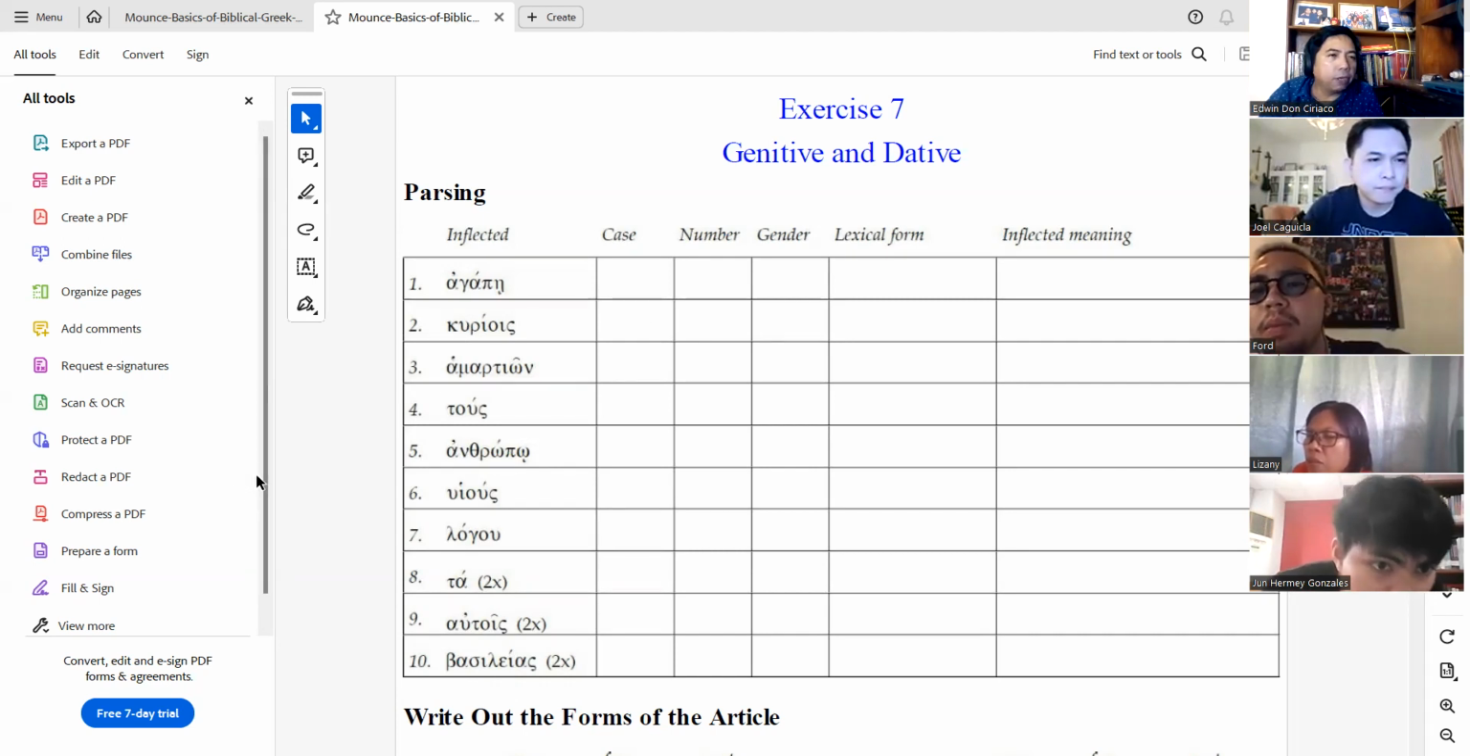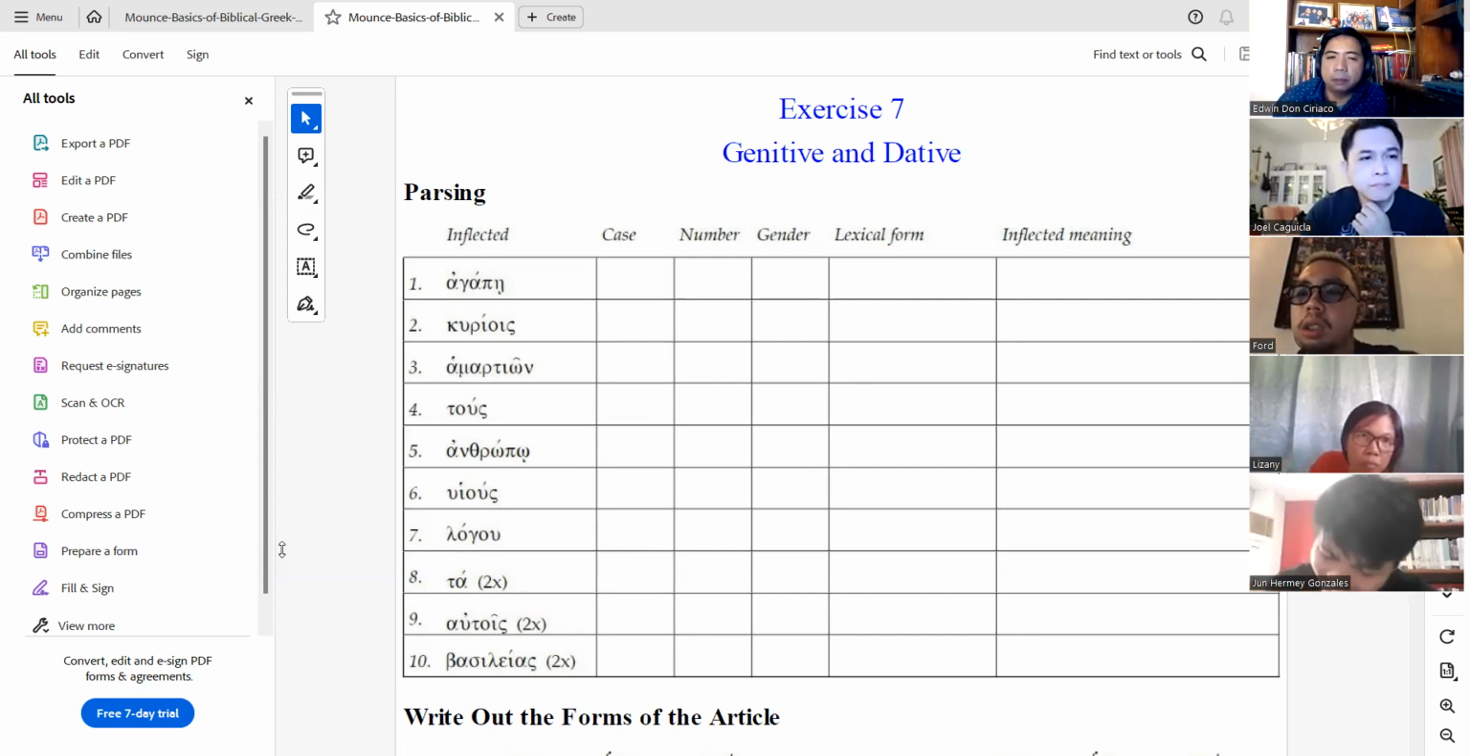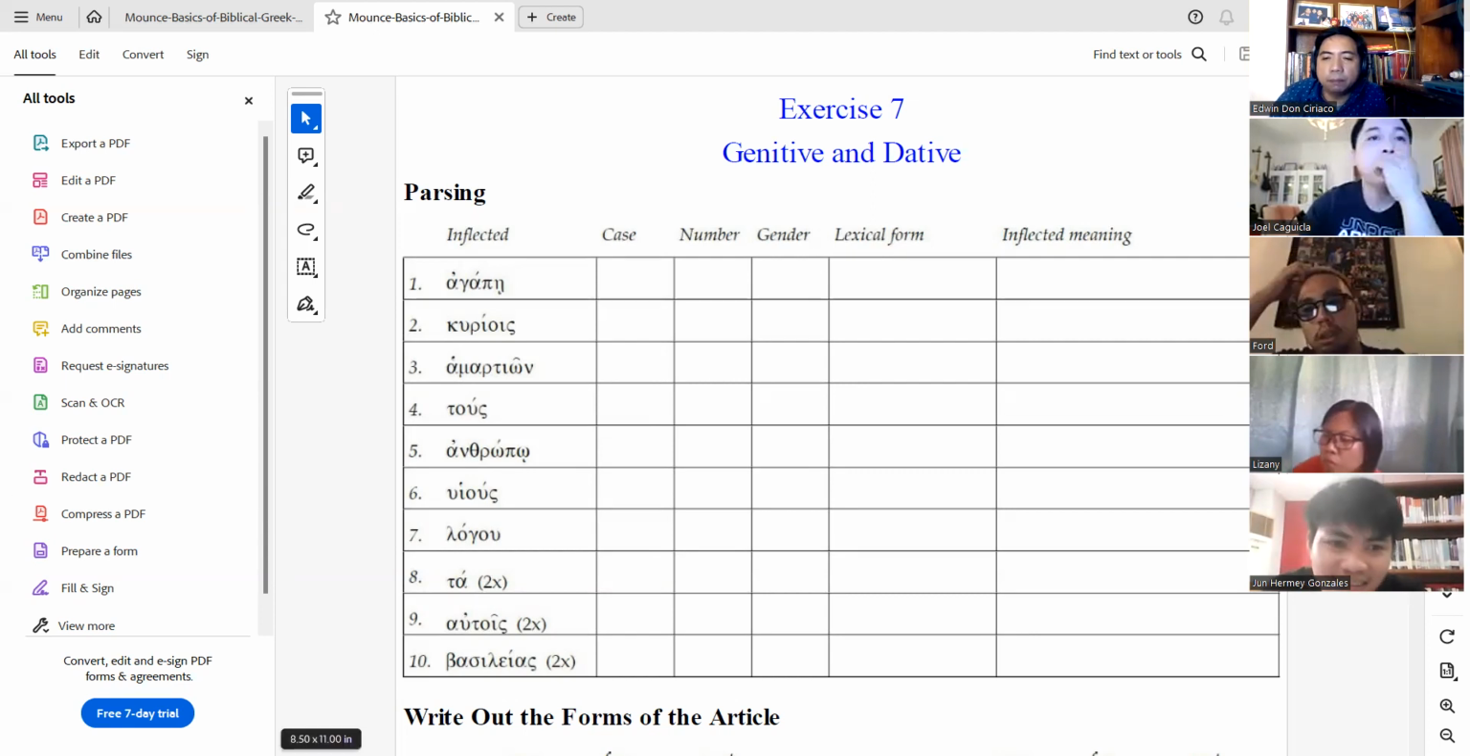Hamartion. Okay. Genitive. Genitive. Plural. Plural, good. Feminine. Feminine, because hamartia is feminine, right? Lexical form is hamartia. And then, what is the inflected meaning?